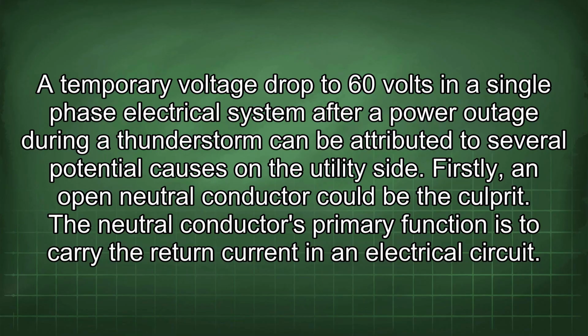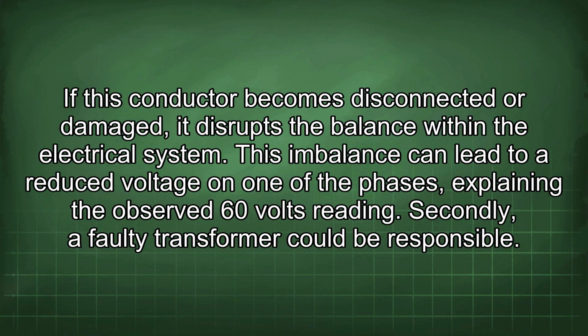A temporary voltage drop to 60 volts in a single-phase electrical system after a power outage during a thunderstorm can be attributed to several potential causes on the utility side. Firstly, an open neutral conductor could be the culprit. The neutral conductor's primary function is to carry the return current in an electrical circuit. If this conductor becomes disconnected or damaged, it disrupts the balance within the electrical system. This imbalance can lead to a reduced voltage on one of the phases, explaining the observed 60 volts reading.